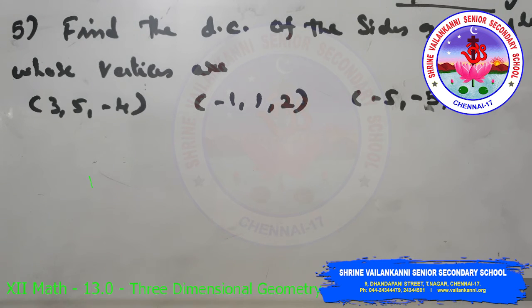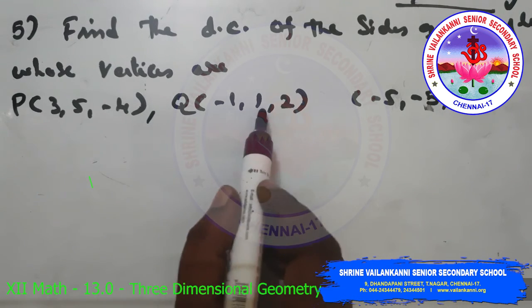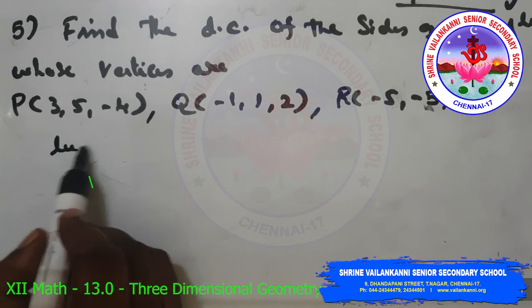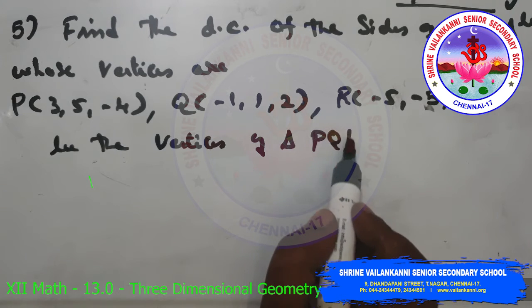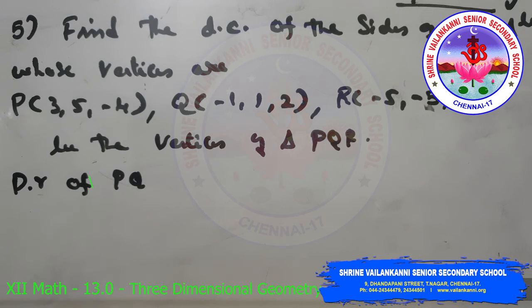Fifth question. Find the direction cosines of the sides of the triangle whose vertices are (3, 5, -4), (-1, 1, 2) and (-5, -5, -2). Let P (3, 5, -4), Q (-1, 1, 2) and R (-5, -5, -2) be the vertices of triangle PQR. So we have to find DRs of PQ, DRs of QR and DRs of RP.